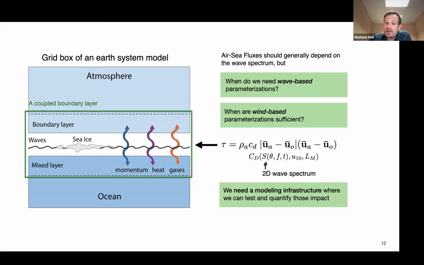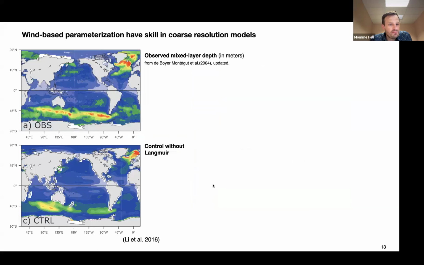And these formulas should really depend on the 2D wave spectrum, right? That's what you would think, because the waves themselves determine how the exchange between atmosphere and ocean works. But we can probably get away with wind-based parameterizations where they are sufficient, because the waves don't have a strong impact. But in some cases, we probably need a wave-based parameterization, right? And that's tricky to tease out and really depends on the process. But we should really get a modeling infrastructure that can do that.